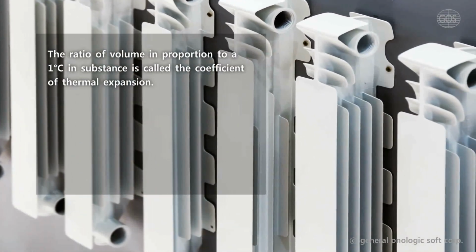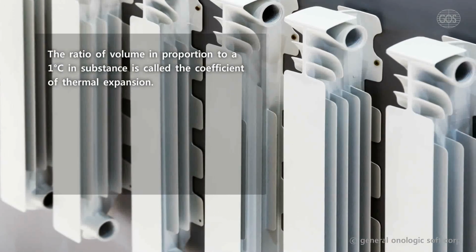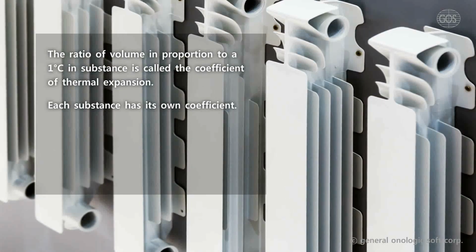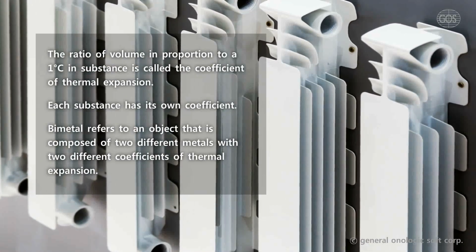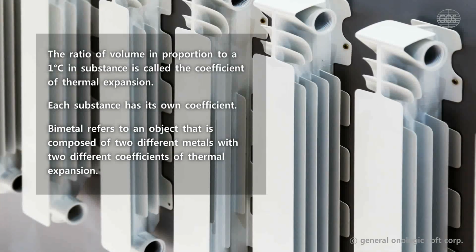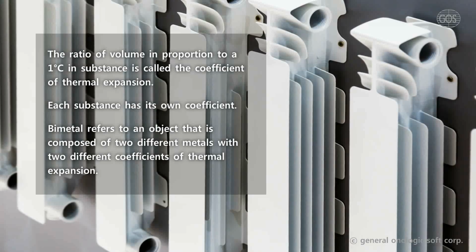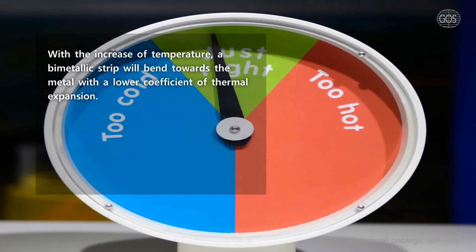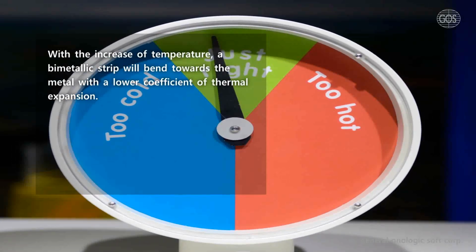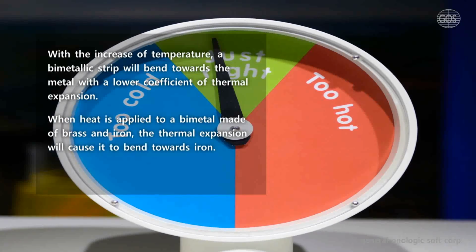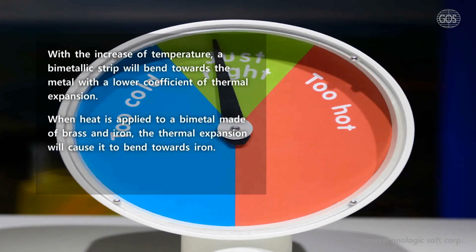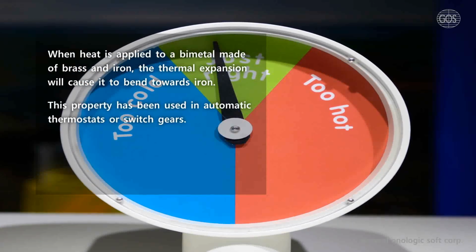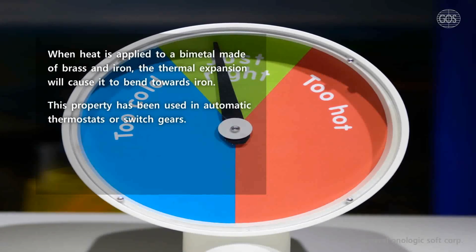The ratio of change in volume in proportion to 1 degree Celsius in a substance is called the coefficient of thermal expansion. Each substance has its own coefficient. Bimetal refers to an object that is composed of two different metals with two different coefficients of thermal expansion. With the increase of temperature, a bimetallic strip will bend towards the metal with a lower coefficient of thermal expansion. When heat is applied to a bimetal made of brass and iron, the thermal expansion will cause it to bend towards iron. This property has been used in automatic thermostats or switchgears.